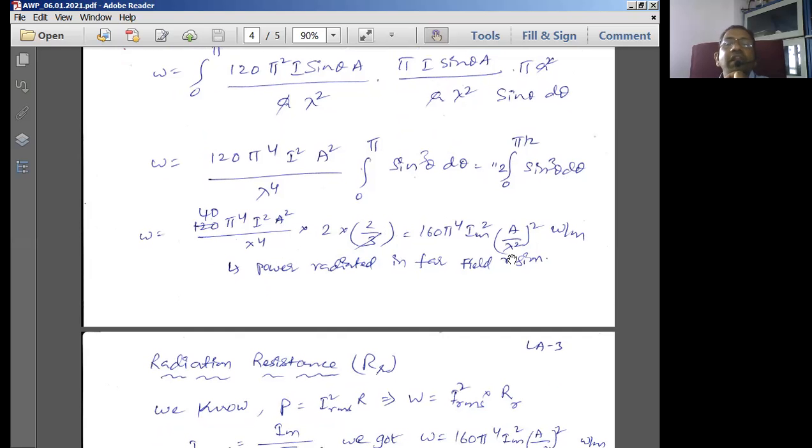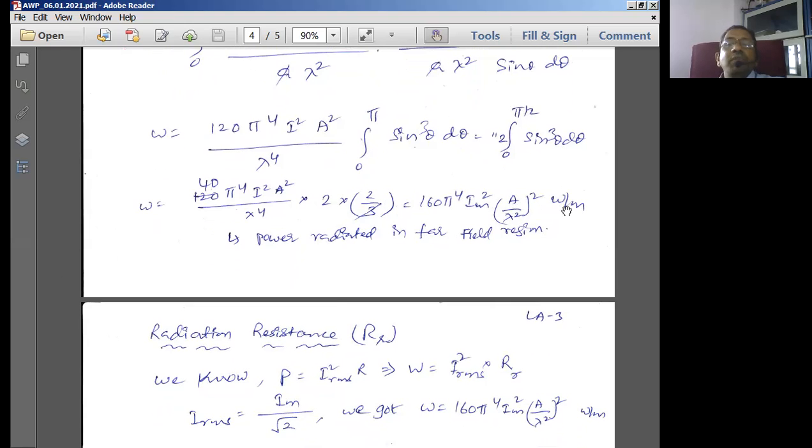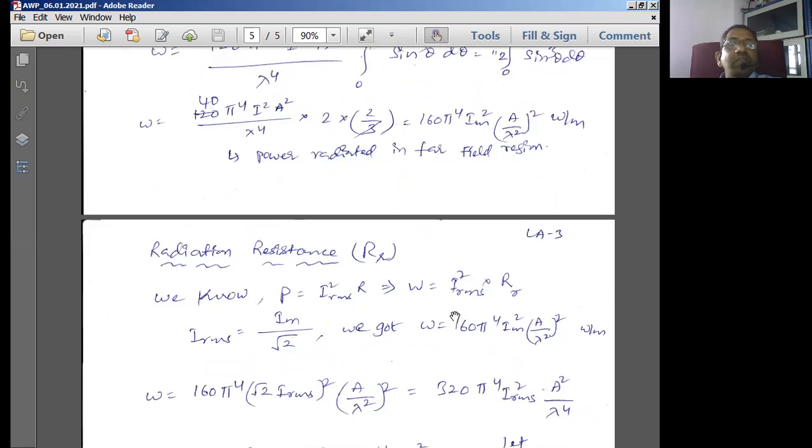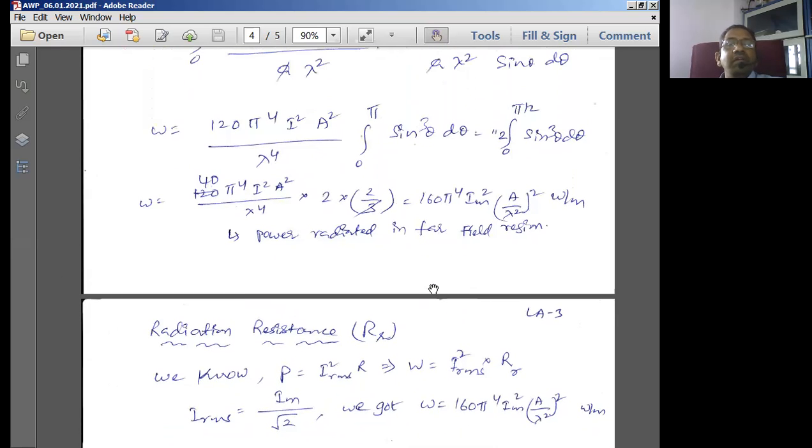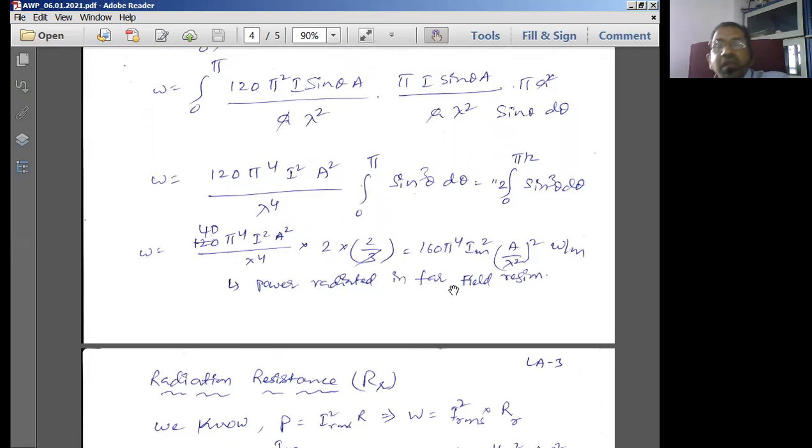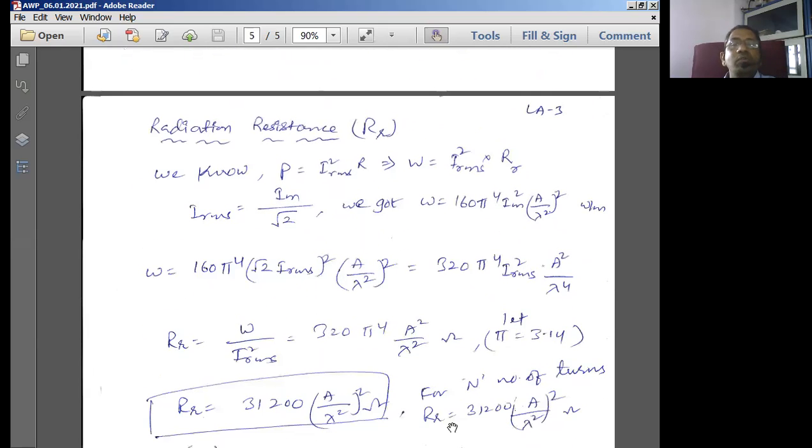Finally, the equation for the total power radiated is equal to 160 pi to the power 4 times I_m square times a by lambda whole square, in watts. This is the equation for the total power radiated by a loop antenna. In the exam, if they ask us to derive the expression for the total power radiated for the loop antenna, then you should derive this complete equation.